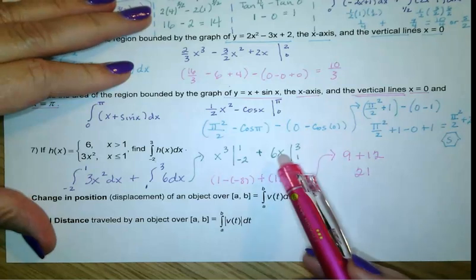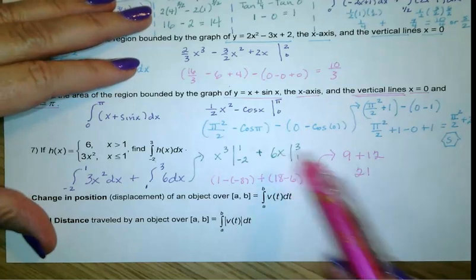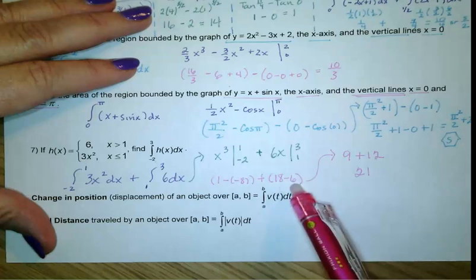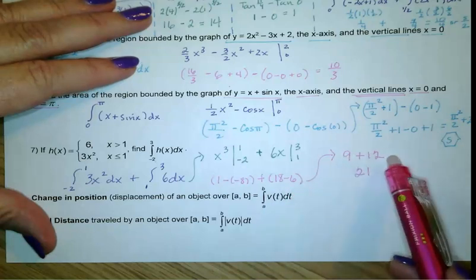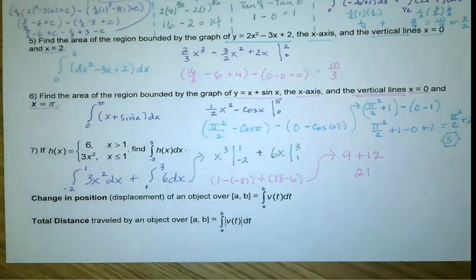Then on this side, I'm plugging in my 3 first. So that's 18 minus, and then I plug in my lower bound, which is 6. So 18 minus 6 gives me 12. 9 plus 12 gives me an area of 21. And again, since there's no units, then our answers won't have units either. All right, so moving on to this next part.